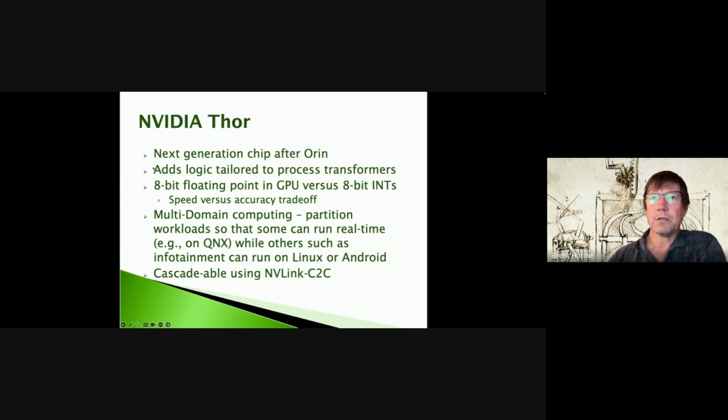Then there's Thor, the next generation chip after Orin. Now, I suppose that if you are in the business of doing autonomous driving, and you've got a business relationship with NVIDIA, and you've signed a non-disclosure agreement, then you can get details on their Thor chip. Everything else is what has come out in their press releases and rumors and that type of thing, right? So I've got insider information on some NVIDIA stuff, but not any of this type of thing.